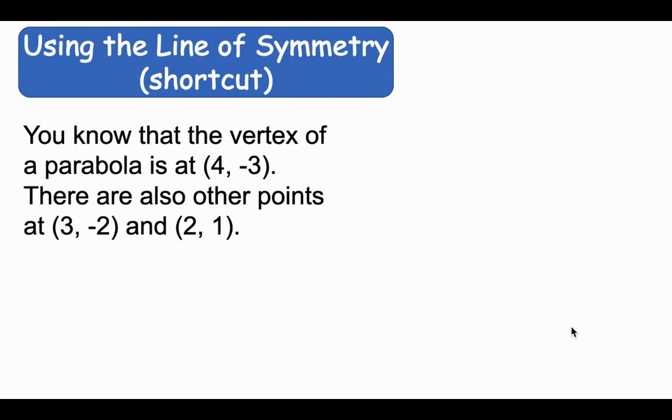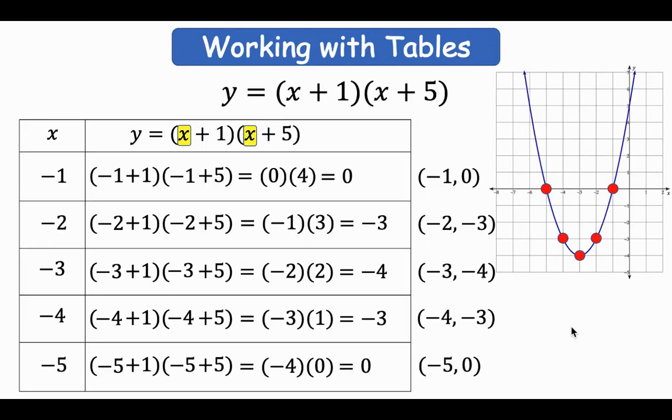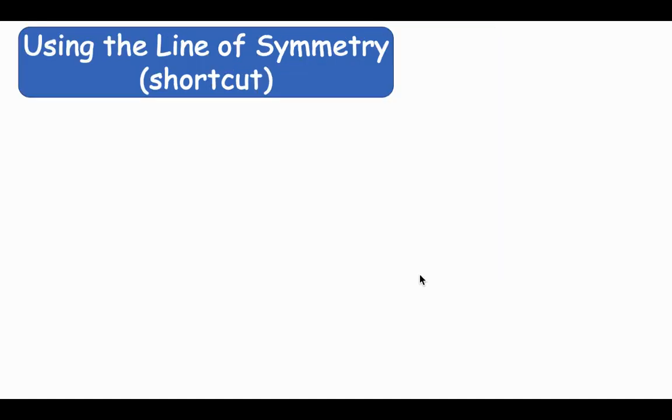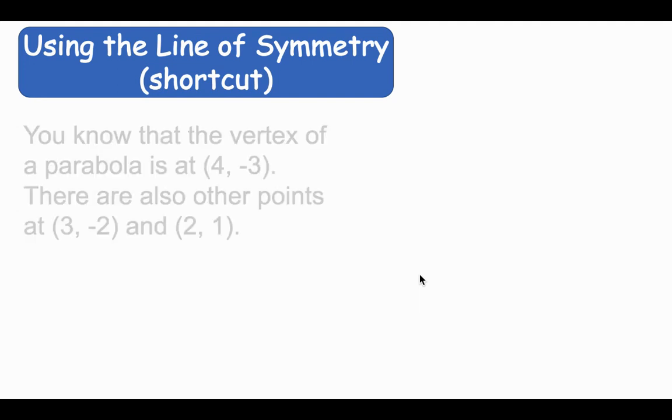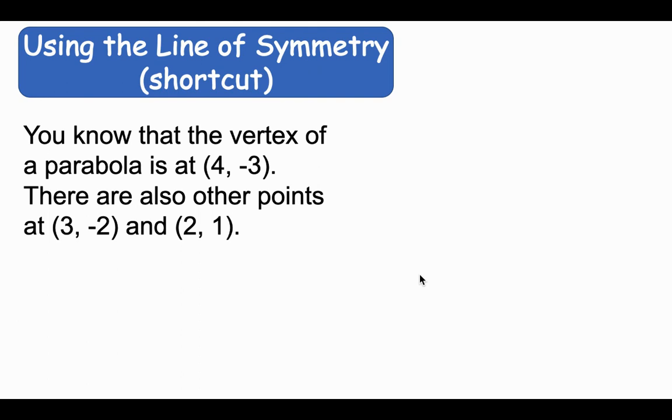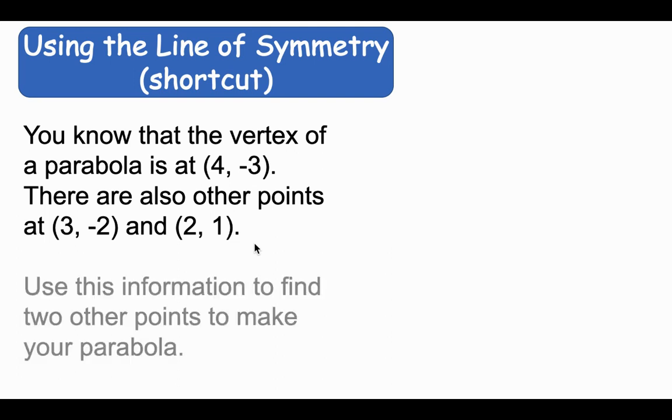So here's how this saves you work. If you look at this table, we did a whole bunch of work to get 5 points, right? 1, 2, 3, 4, 5 points. Now, what the line of symmetry does, it gives you kind of like free points. As long as you have 1 point, you can actually get another point by not even doing very much work. So if I give you this information, you know the vertex of the parabola is at (4, -3). And then you also know that there's 2 other points at (3, -2) and (2, 1). So we're going to use this information to find 2 other points to make our parabola.